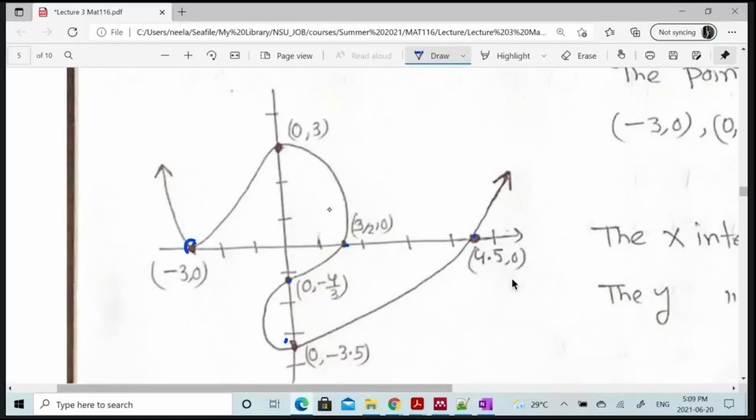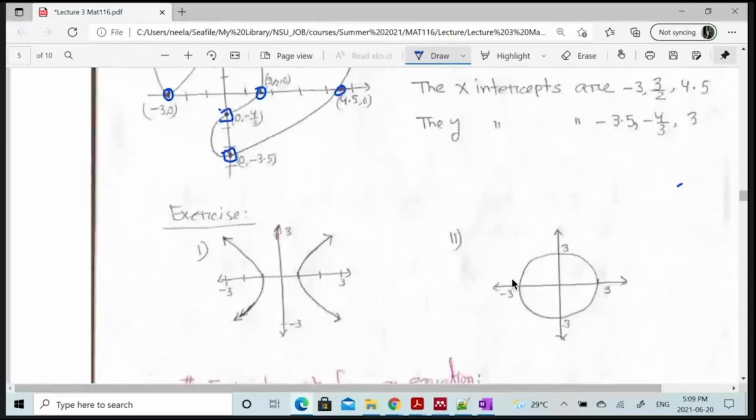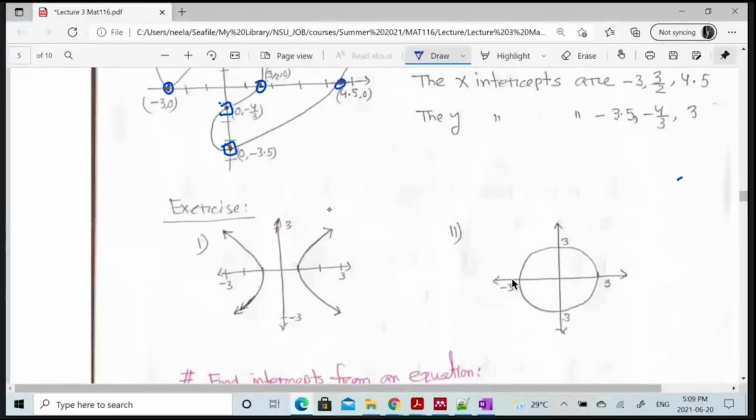So these are the x intercepts, and these are the y intercepts. And you see, for y intercepts we have 0 everywhere, and for x intercepts we have 0 on the y values. Perfect. So then, what about this one?